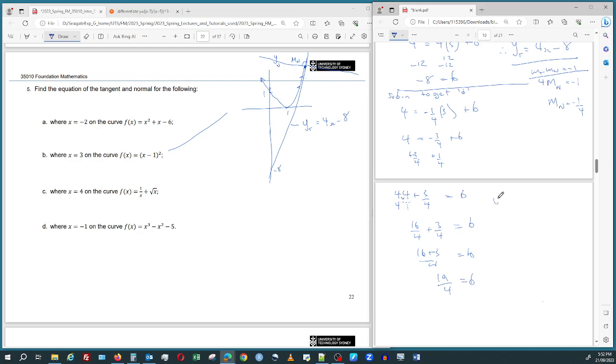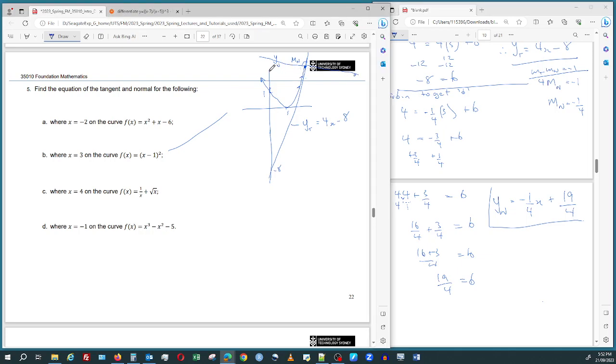So yn is -1/4 x plus 19 on 4. And if we think about that line there, that's about right, because 19 on 4 would definitely be up here somewhere. Well, it's 4, isn't it? 4 4s are 16, so that's 4 3/4. So that's a good fit.